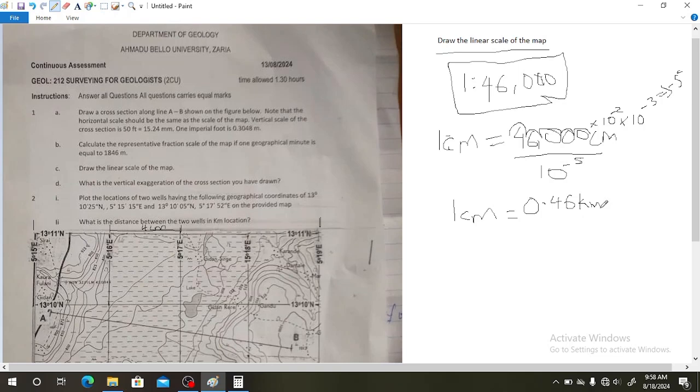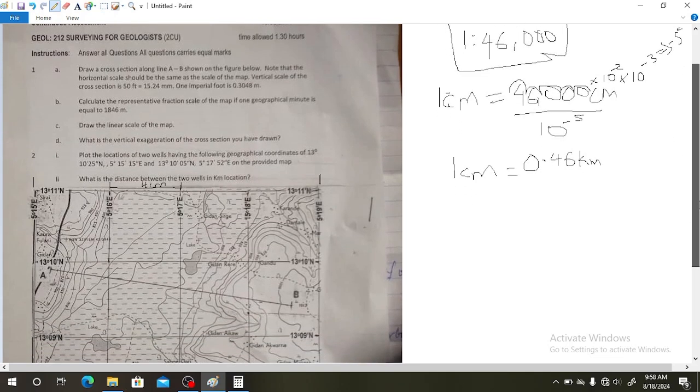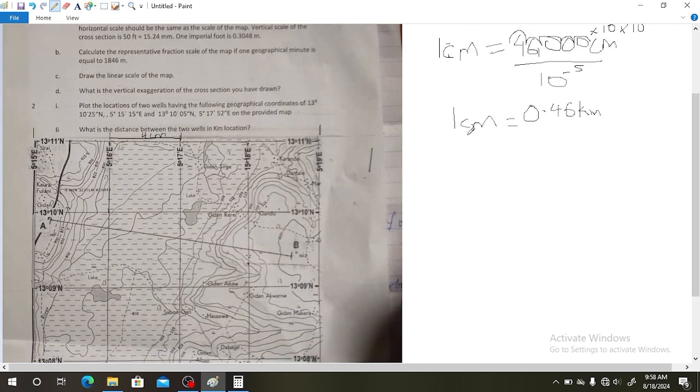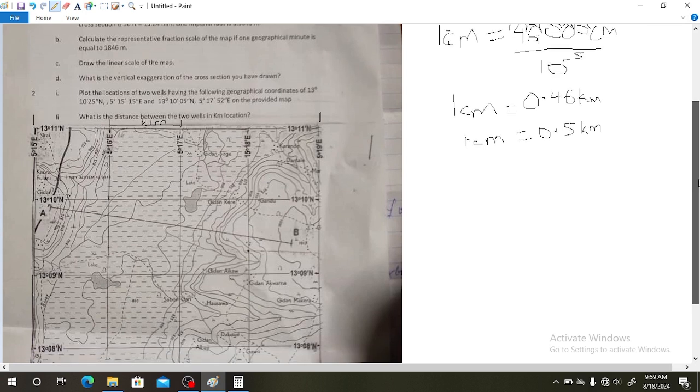It's simple, but we are yet to draw our linear scale. That's the question they ask us. Now we are saying 1 centimeter will give us 0.46 kilometer. Or approximately, we can say 1 centimeter is equal to 0.5 kilometer. You get it? So now we want to draw a linear scale. Take your ruler, you measure to any length you want.